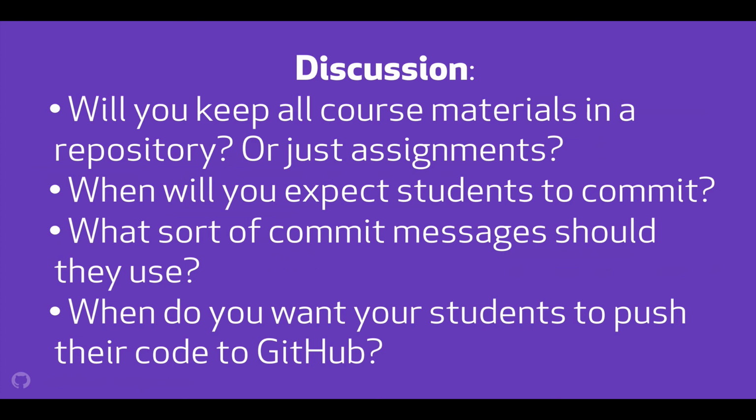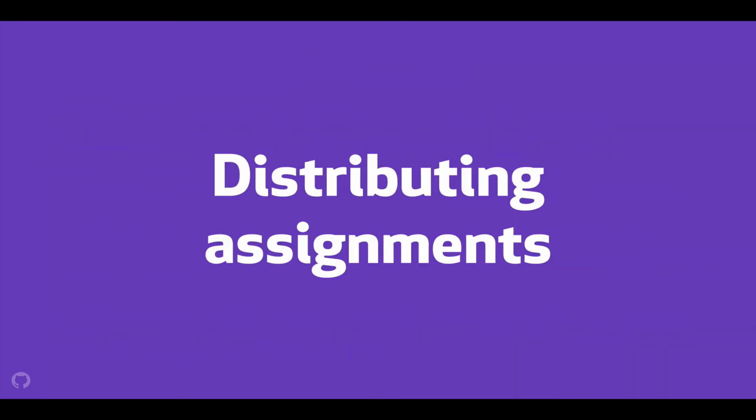You thought about how to use Classroom in your course. Now, are you going to keep all of your course materials in a repository? Or are you just going to keep the assignments that students need to complete there? When will you expect students to commit? What sort of commit messages should they use? How should they communicate with the wider world? And when do you want students to push their code to GitHub? Do you want to see it as they go? Or are you really happy with just seeing the final product when they're complete?